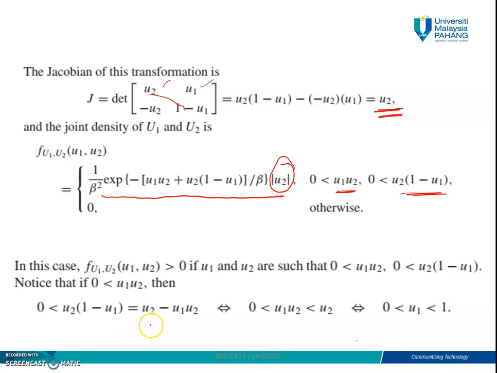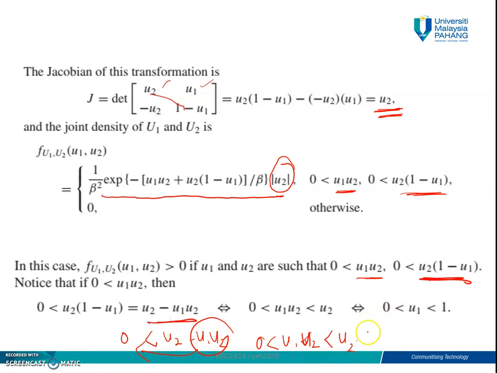For the limits, I'll show you how you get them. From this one, you just multiply back and you get this one. Then you look here, u1 times u2 is greater than 0. So actually you have u2 minus u1 u2. This one you bring to the left, and you know this value is greater than 0. That's why you have u1 u2, and here is u2. Because you bring this to the left, and you know u1 times u2 is greater than 0, so you can do this.